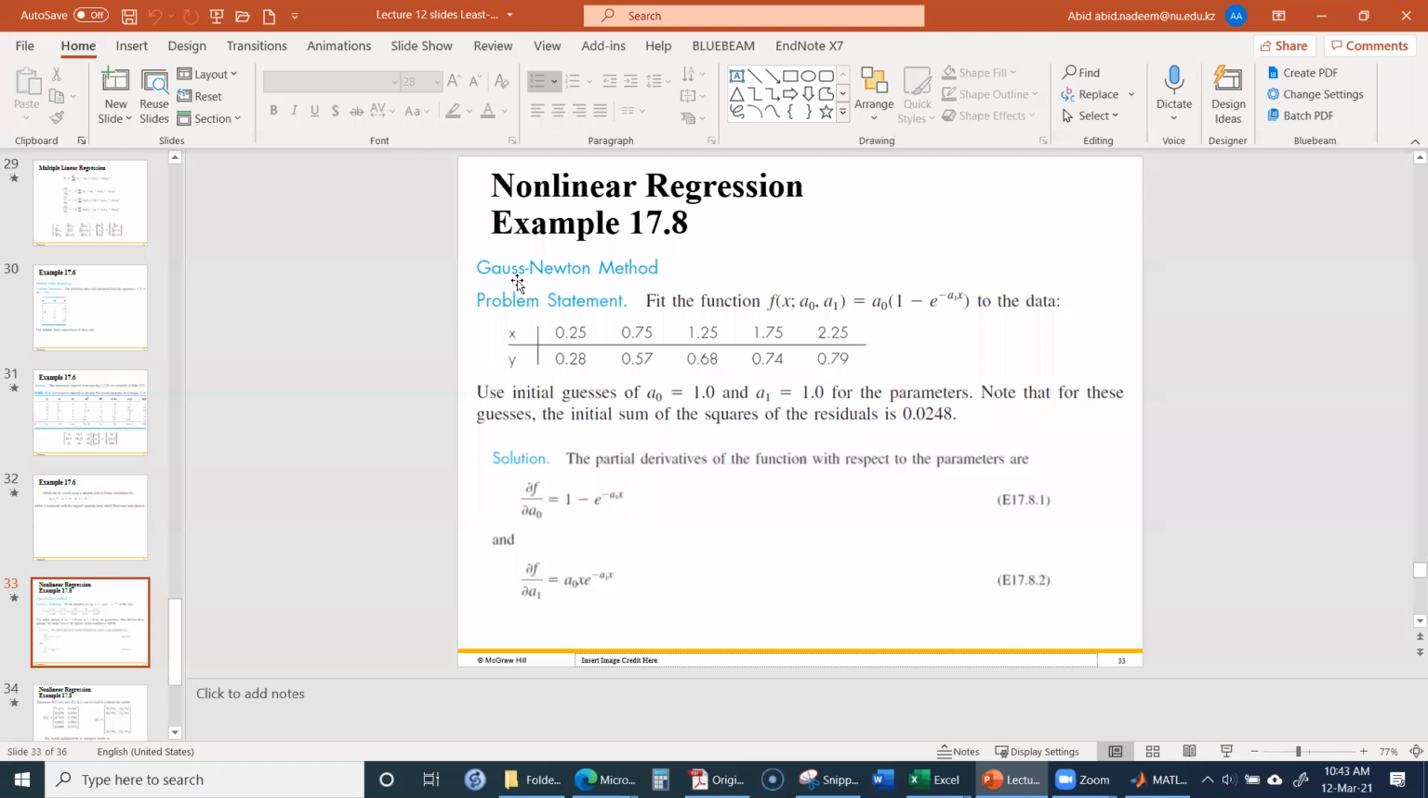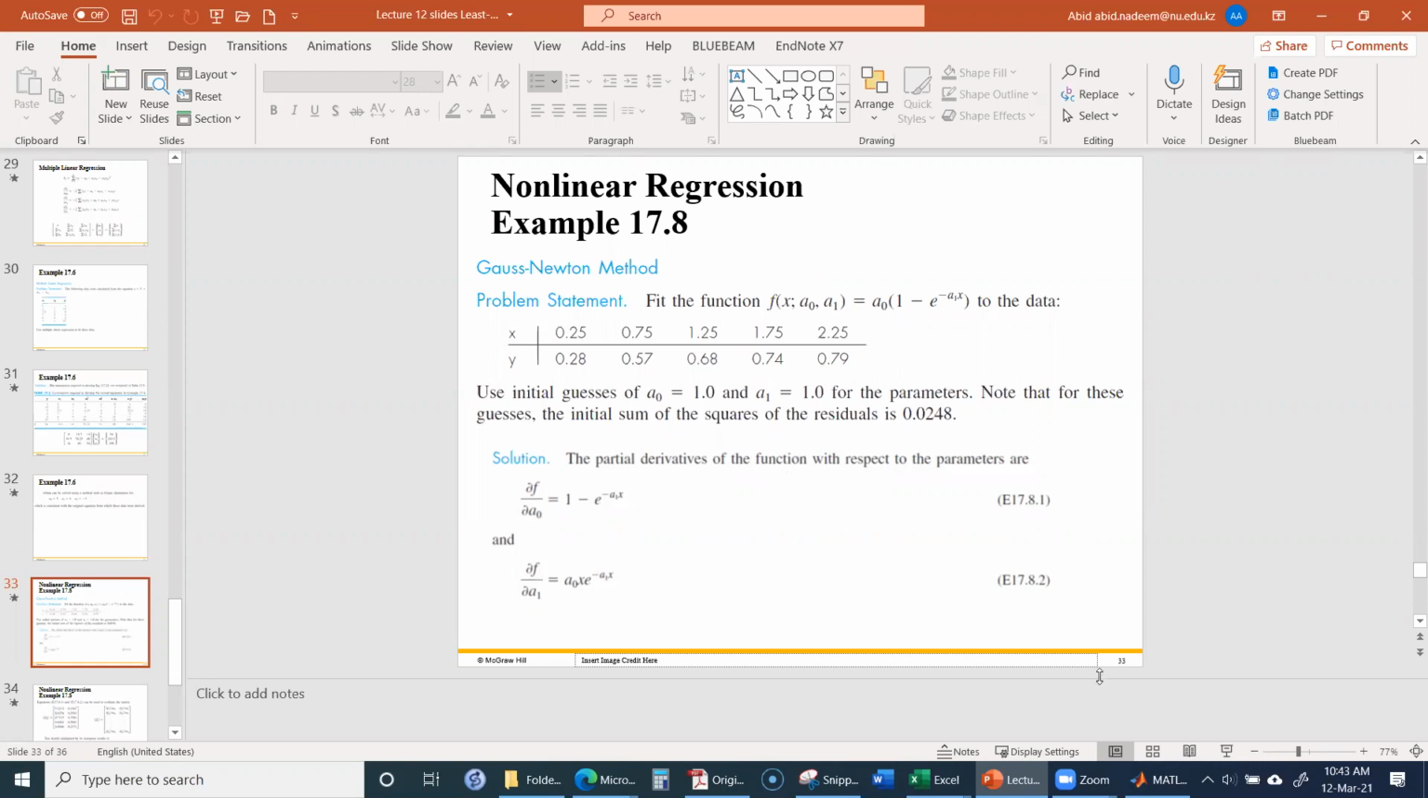So for this, we will use a method which is called the Gauss-Newton method. In this Gauss-Newton method, it will be an iterative method. So we need to find the values of a naught and a1. Iteratively, we will start with the value of a naught as 1 and the value of a1 as 1, okay? And then we will perform the iterations.